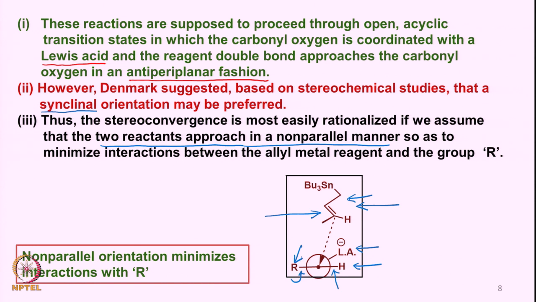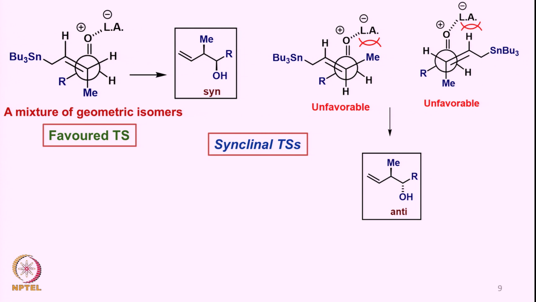We can show this in a slightly different way. As we can see here, we are basically talking about a mixture of stereoisomers. So we can say that this is a mixture of E and Z, both isomers. So if the Lewis acid interacts with the aldehyde in this particular fashion, the approach of this allyl reagent occurs not in an anti-periplanar fashion, which means that it is not going to be from this direction, but it is going to be from this direction. This is the synclinal orientation.